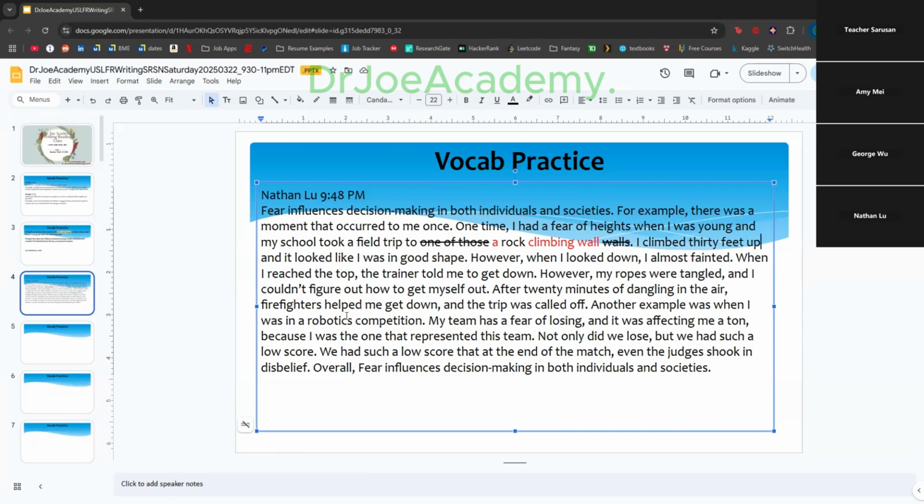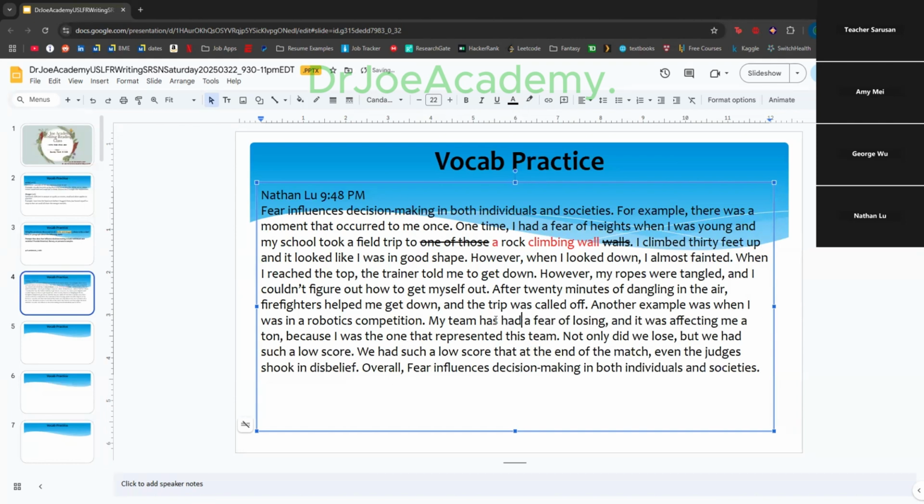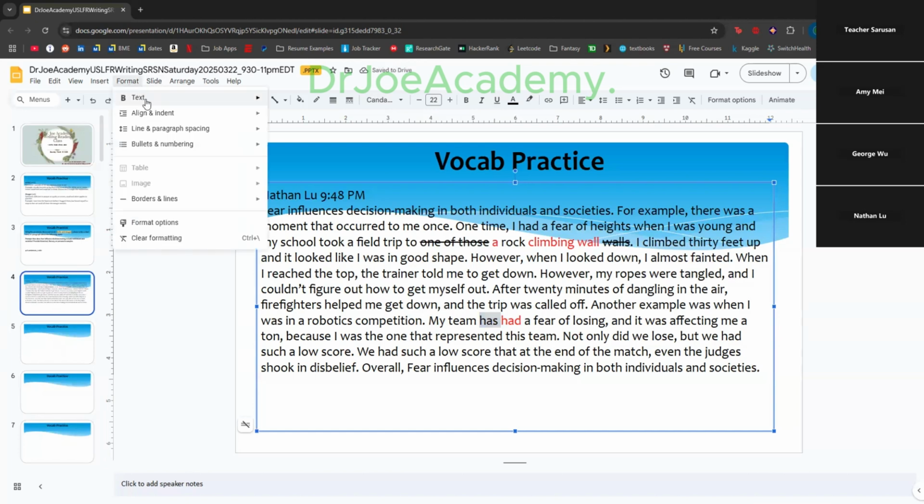Another example was when I was in a robotics competition. My team has a fear of losing. So because we have all of our verbs in the past tense, this one's got to be past tense as well. All right, my team had a fear of losing, and it was affecting me a ton.